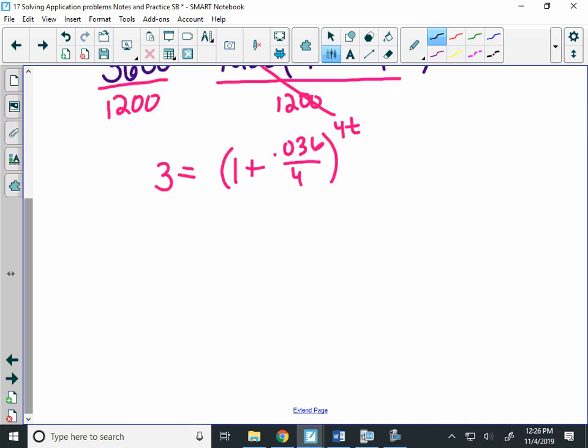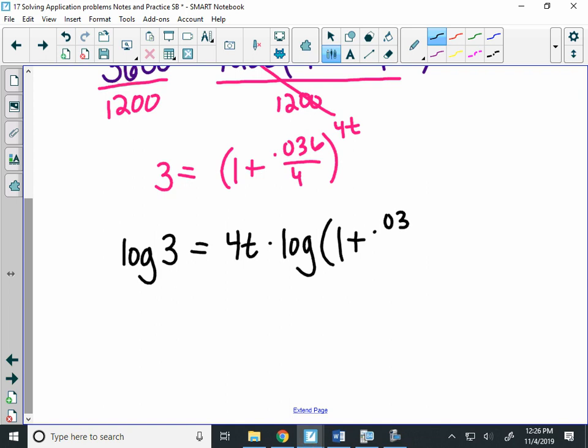Take the log of both sides. So I'll have the log of 3. And I guess I should have asked, is there a common base I can find between those two? No. That's why we're taking the log. So remember, when I take the log, that 4t comes down in front. And I have this whole yucky mess right there.